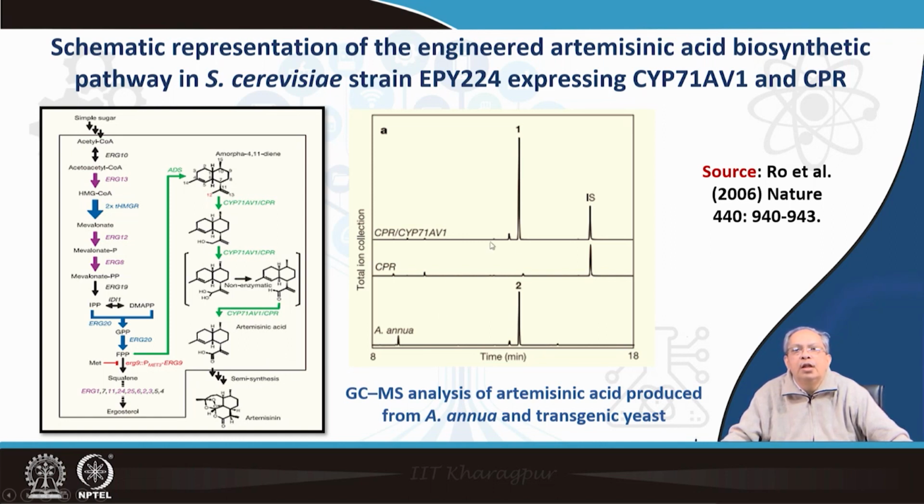So, here is basically the GCMS chromatogram, which is showing the product formation from the transgenic yeast, as well as only the control, and the artemisinin found in the Artemisia annua plant. So, this is also published in Nature. That means the take home message is this: yes, it is possible to produce the ultimate precursor for artemisinin in yeast.